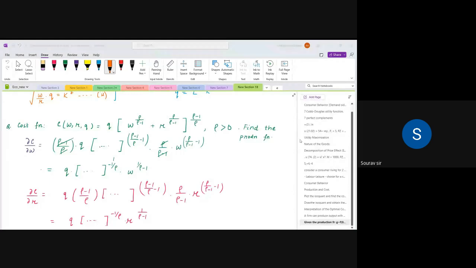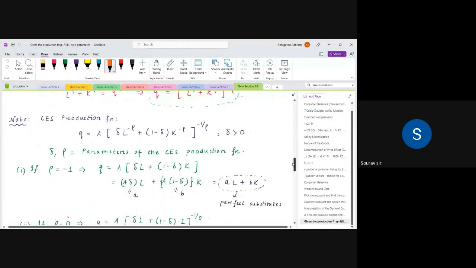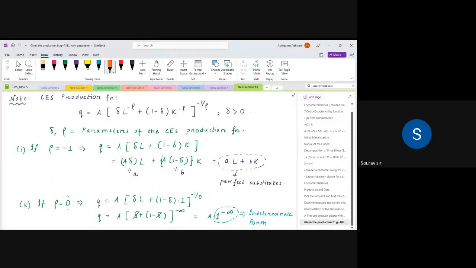Perfect. So essentially, let me recap a little bit, in case you have forgotten. In the last part, we had started our discussion on the CES production function, which is represented by this. And basically what we saw was that this CES production function has two parameters, one is rho and one is delta. Depending upon the values of rho, you get different forms of production function.